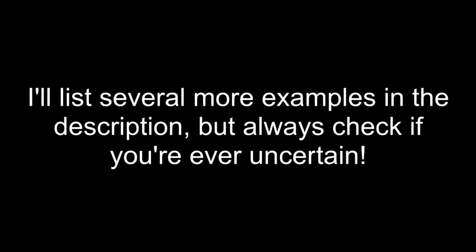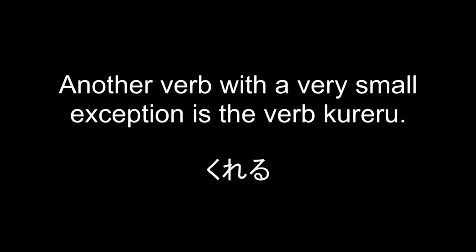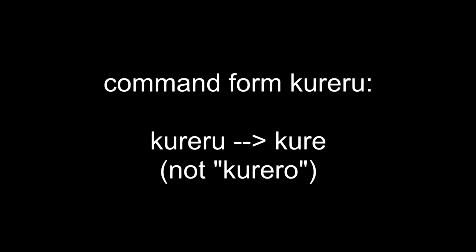I'll list several more examples of these in the description below, but if you're ever uncertain, always look up an ichidan verb in the dictionary. That way you can see how it's truly supposed to be conjugated. Another verb with a very small exception is the verb kureru. The command form of kureru is just kure, not kurero. Otherwise, it functions just like a normal ichidan verb.